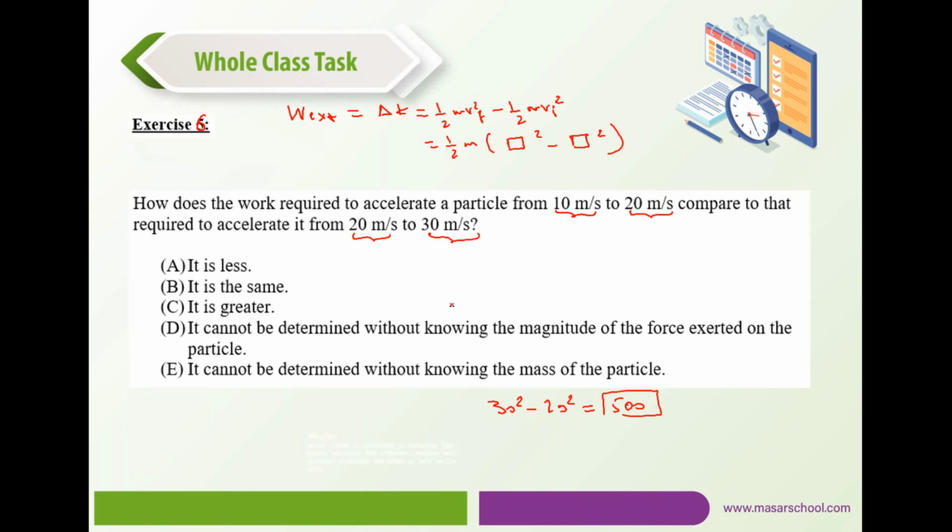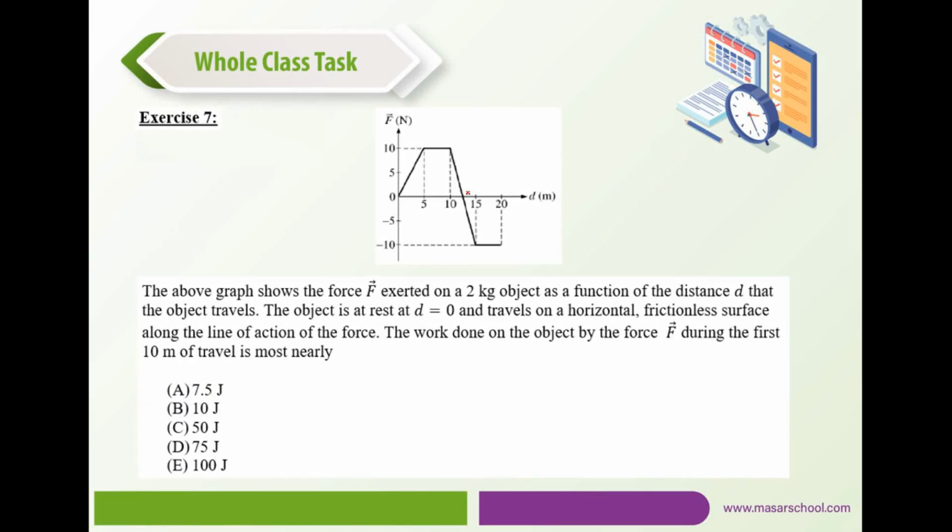Now, this is basically the initial configuration. The new configuration would be to accelerate it from 10 to 20, which means 20 squared minus 10 squared, and that would be 300. Comparing 300 to 500, it requires less energy to accelerate it from 10 to 20 compared to 20 to 30, independent of the value of the mass, which is half m, because this is a common factor.